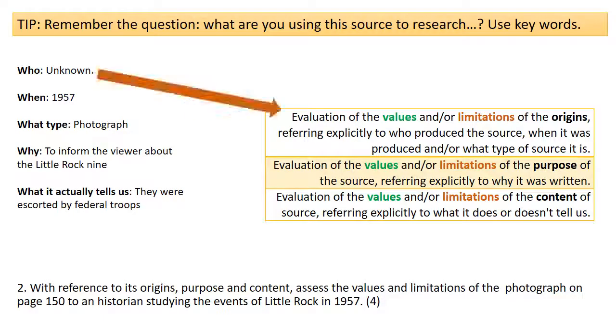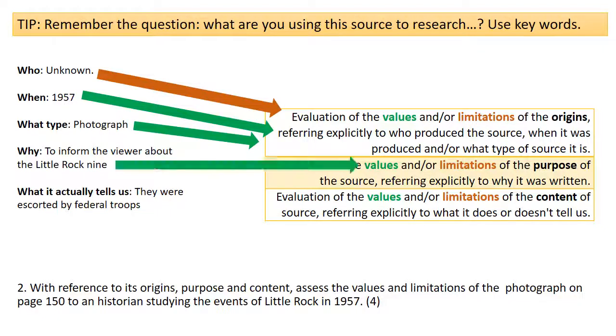So, in simple terms, the origins of the source are generally pretty good, but the obvious limitation is the fact that we don't know who produced this photograph. So we can't be 100% certain on its purpose or origins, which might mean that there's some doubt about its authenticity. But in simple terms, we know it's from 1957, and the fact that it's a photograph and the purpose seems simply to inform the viewer about what was happening in Little Rock at this time are all obvious values, because it should be reliable, authentic information and can be easily verified because the photograph can be checked against the facts that we know as well.